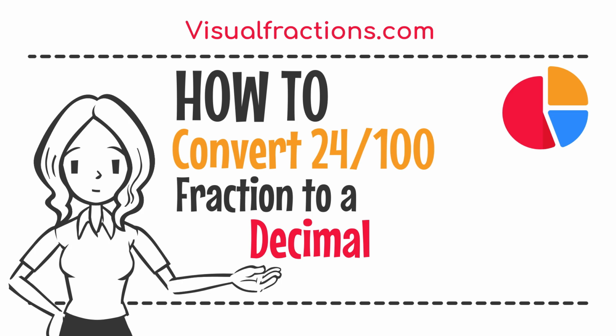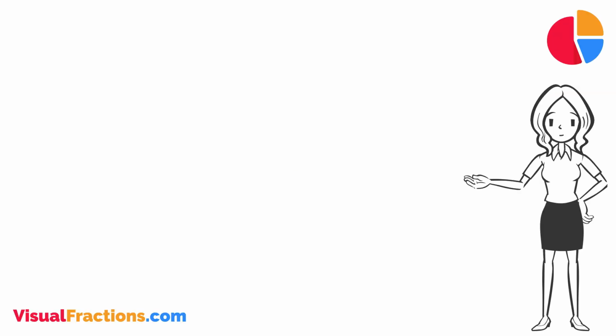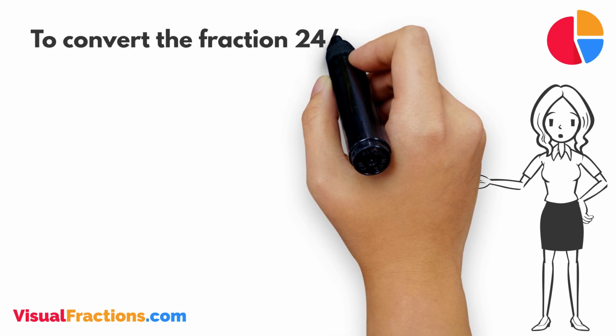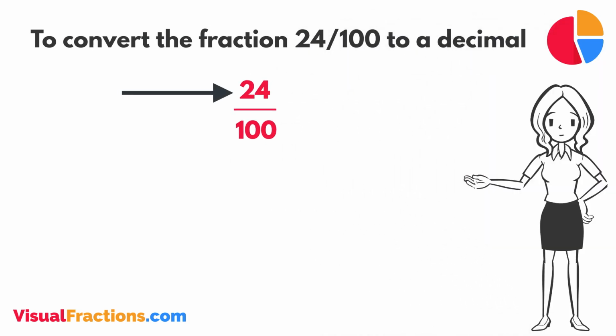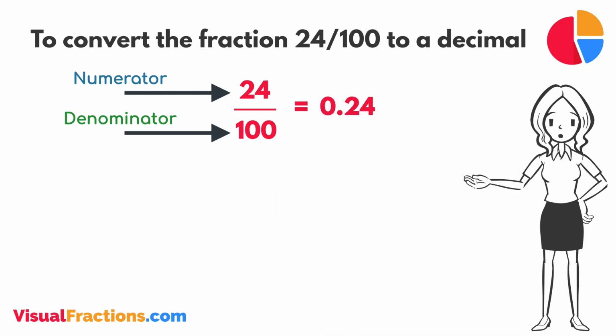Today, we're going to explore how to convert the fraction 24/100ths to a decimal. To convert the fraction 24/100ths to a decimal, all we need to do is divide the numerator, the top number, by the denominator, the bottom number. So, we simply divide 24 by 100. The answer we get is 0.24.